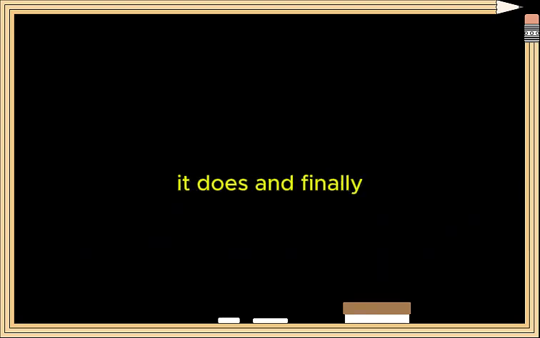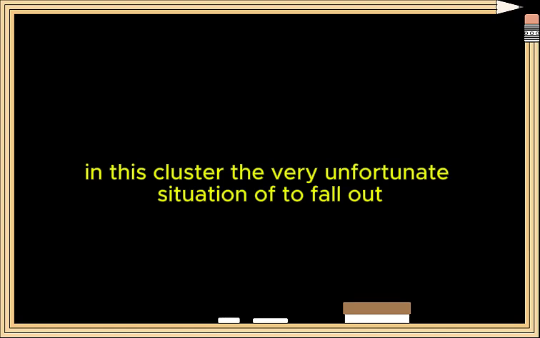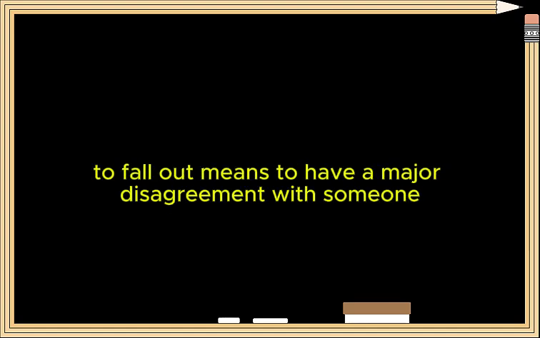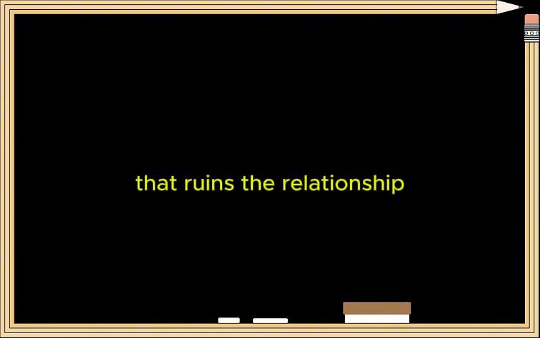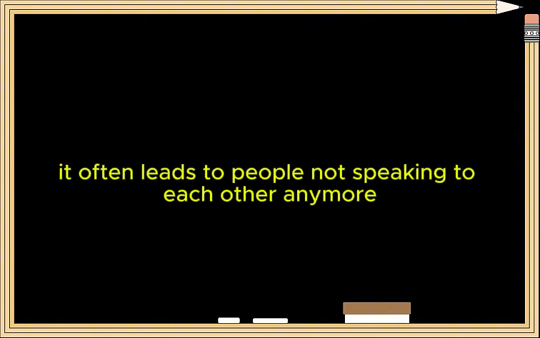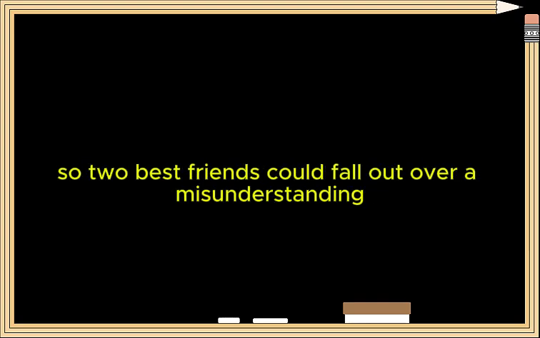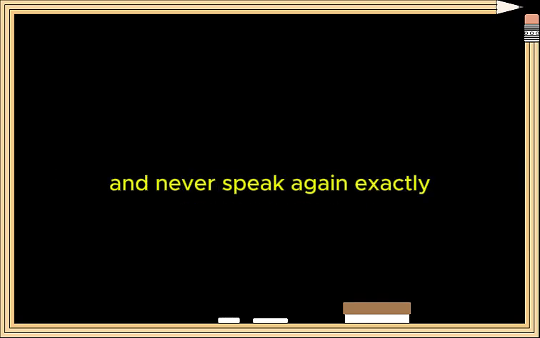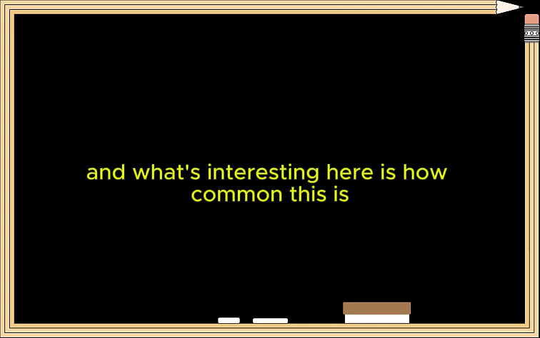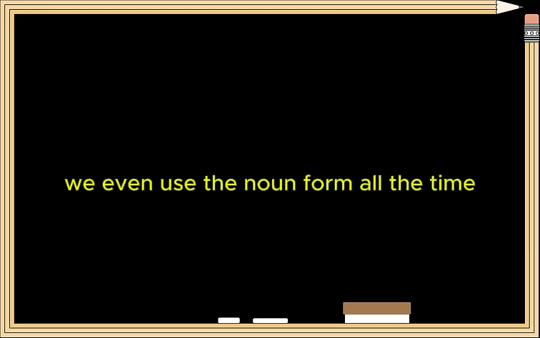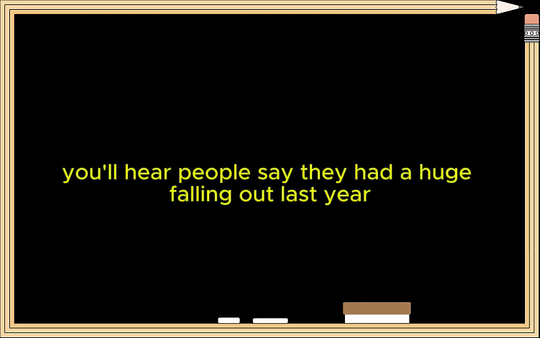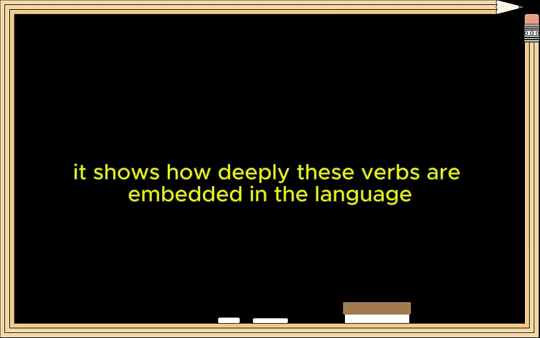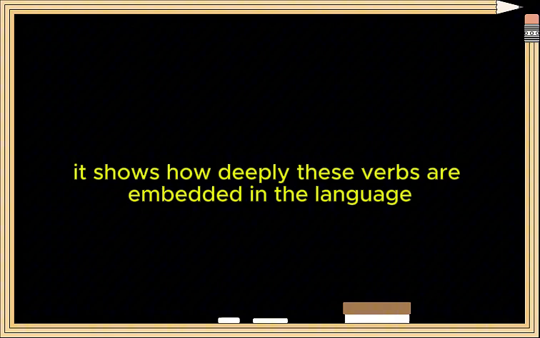It does. And finally, in this cluster, the very unfortunate situation of to fall out. To fall out means to have a major disagreement with someone that ruins the relationship. It often leads to people not speaking to each other anymore. So two best friends could fall out over a misunderstanding and never speak again? Exactly. And what's interesting here is how common this is. We even use the noun form all the time. You'll hear people say, they had a huge falling out last year. It shows how deeply these verbs are embedded in the language.